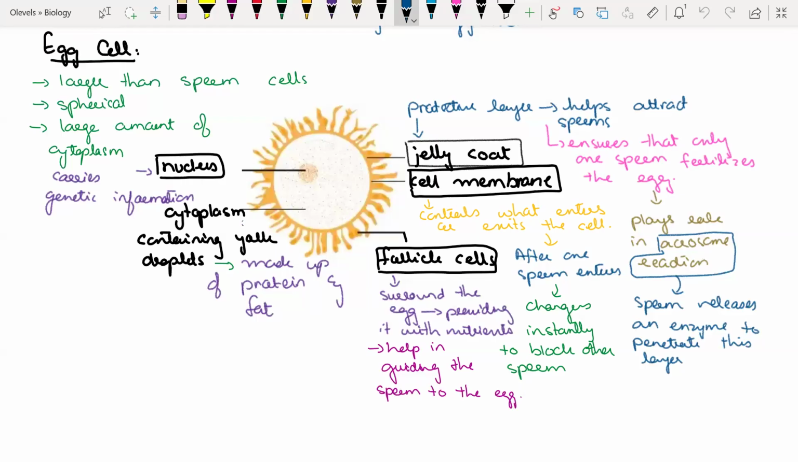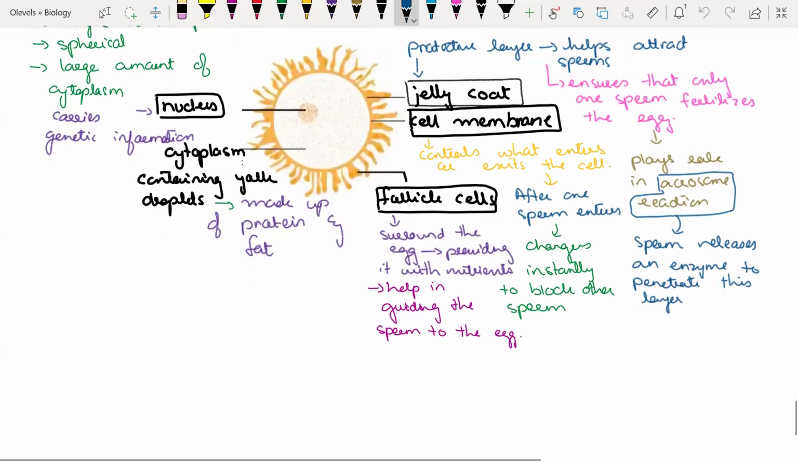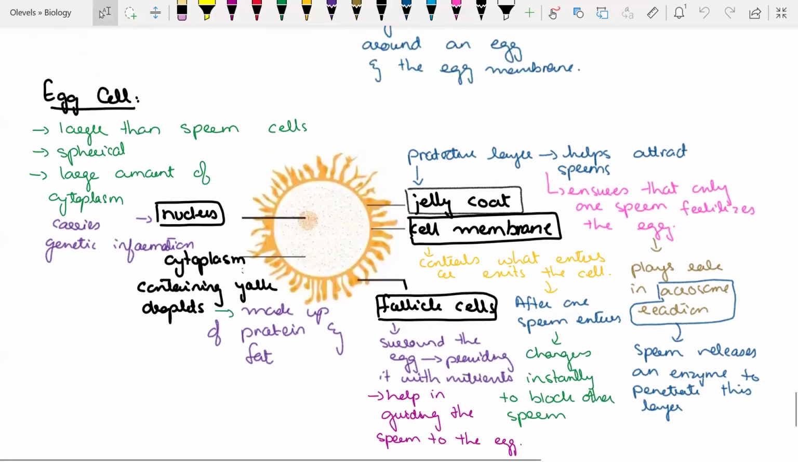This jelly coat is also like a protective layer or protective coating on this egg cell that helps to attract sperms, right? And it ensures that only one sperm fertilizes the egg, so it's an additional protection for this egg cell. Then we have the follicle cells, right? The follicle cells surround the egg, right? There you can see these follicle cells are all around the egg cell, and they provide it with nutrients and they help in guiding the sperm to the egg, right? So that was all about an egg cell, right?